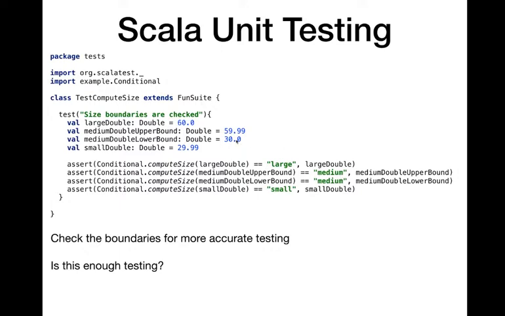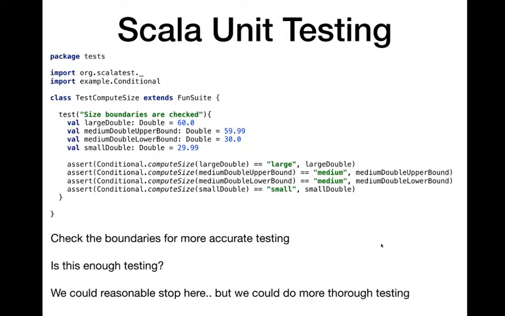60 exactly should be large. 59.99, that should be medium. We could even add more nines there if we'd like. Right on the lower boundary, that should still be medium, but just below it, that's going to be small. So we can get a little bit tighter, a little bit more thorough testing. We want thorough testing to make sure that we don't accidentally call our broken code good and then release broken code out there. So is this enough testing?